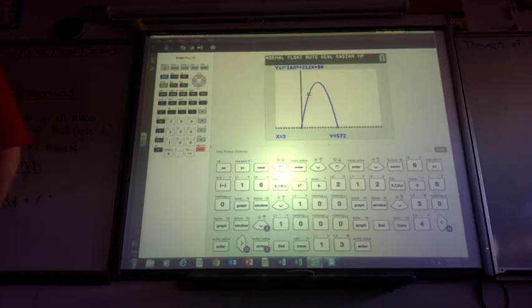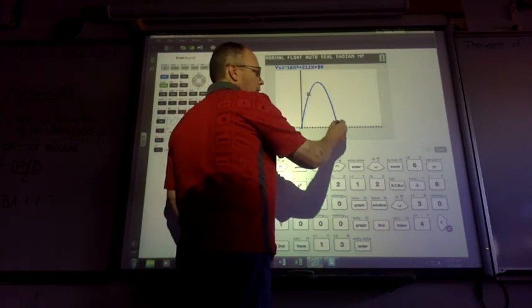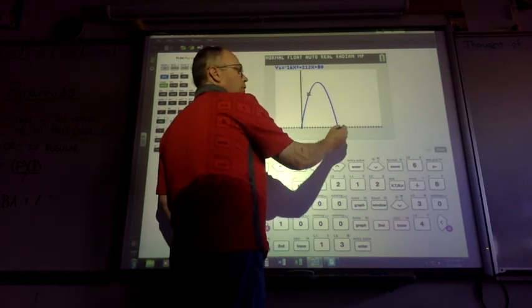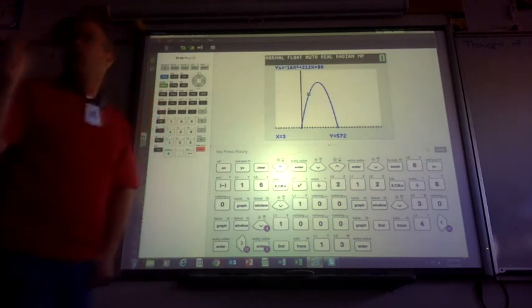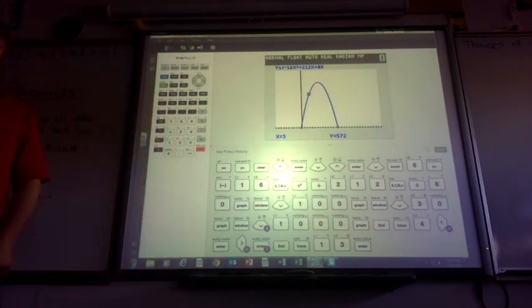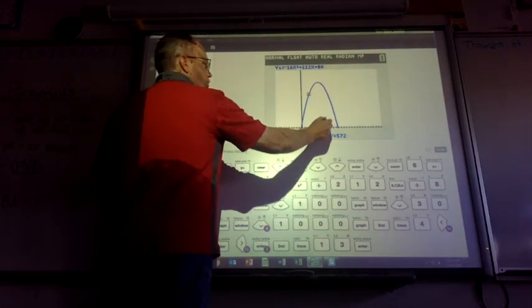And then it says find the time at which the rocket hits the ground. So this is where it's going to hit the ground. So what is this also known as when it crosses the x-axis? A root, which is also called a 0. A root and a 0 are the same idea. Okay? So now I want to find this 0 right here.